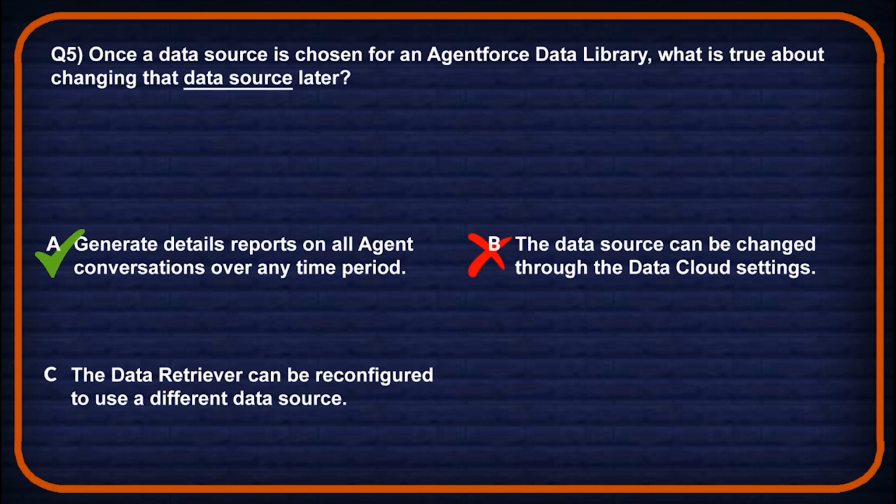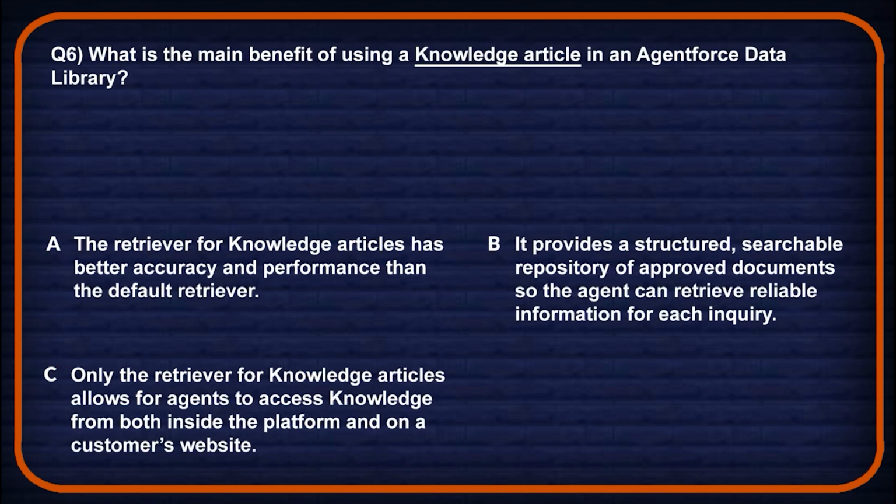Option C. The data retriever can be configured to use a different data source. The data retriever can fetch data, but it cannot overwrite or reconfigure the data source once chosen. Hence not the right choice. So option A is the correct answer.